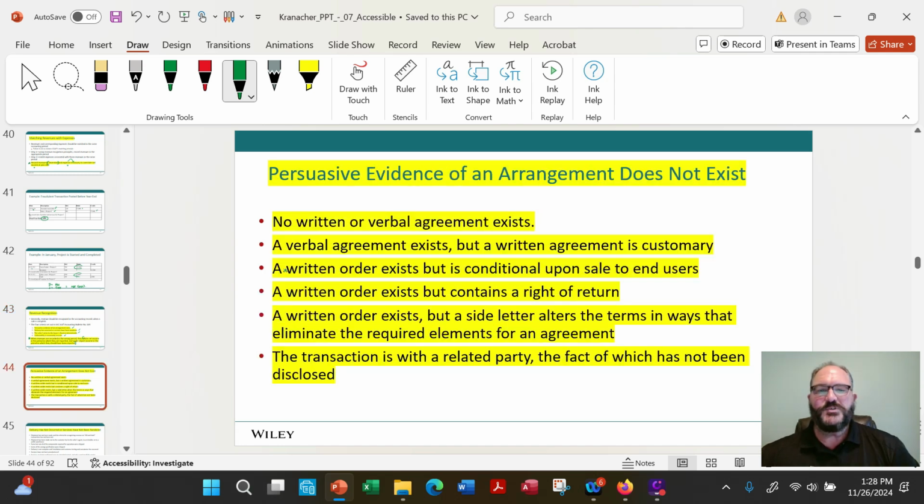So here's persuasive evidence. An arrangement does not exist. Okay. So you can look at these. There's nothing written, maybe a verbal agreement, but written is customary. Normally it's always written. By the way, big company, it's always written. Conditional upon sale. Anytime there's a condition. A right to return. As soon as there's a right to return, you have to wonder if you actually have a sale or not. A side letter alters the agreement, alters the terms. Related party. Okay. These are all warning signs.